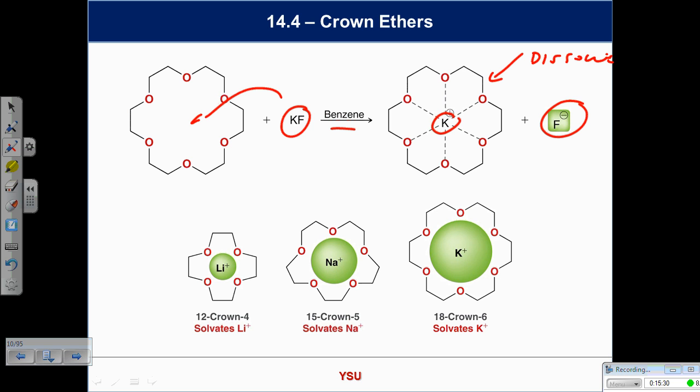All of a sudden, you've got a better nucleophile. You can see here the use, small cycle, you can get lithium in there. Bigger cycle, sodium will go. Bigger cycle, still potassium will go. And maybe we can use that for separation. Jessica.